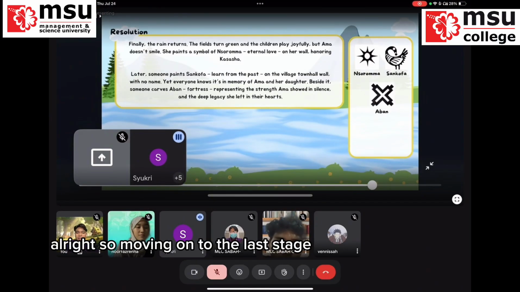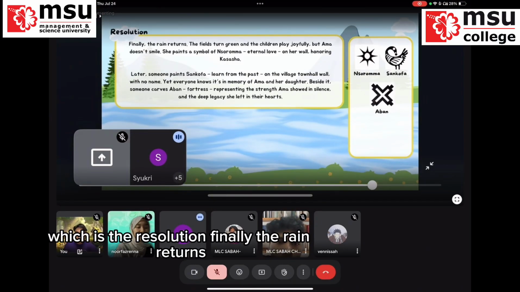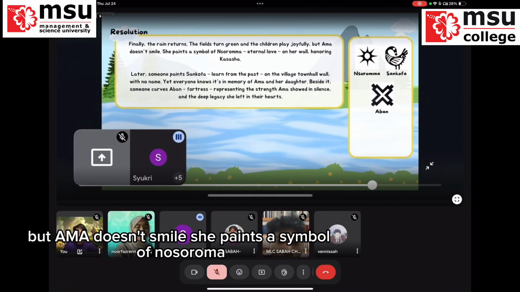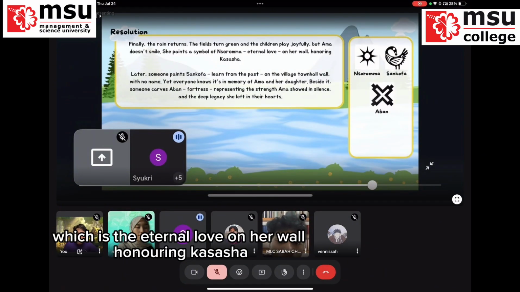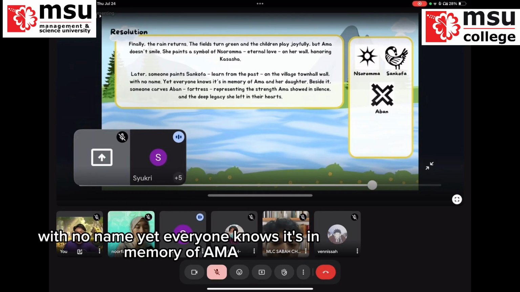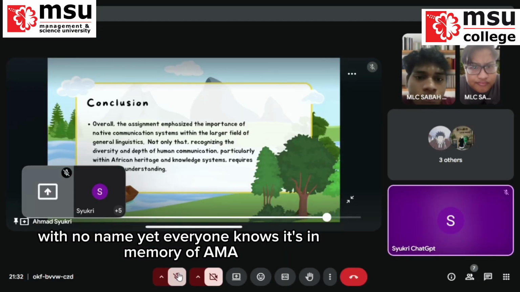Alright, so moving on to the last stage, which is the resolution. Finally, the rain returns. The field turns green and the children play joyfully. But Amma doesn't smile. She paints a symbol of Nsoromma, which is eternal love, on her wall, honoring Kasasha. Later, someone paints Sankofa, which is learning from the past, on the village town hall wall, with no name. Yet, everyone knows it's in memory of Amma and her daughter.